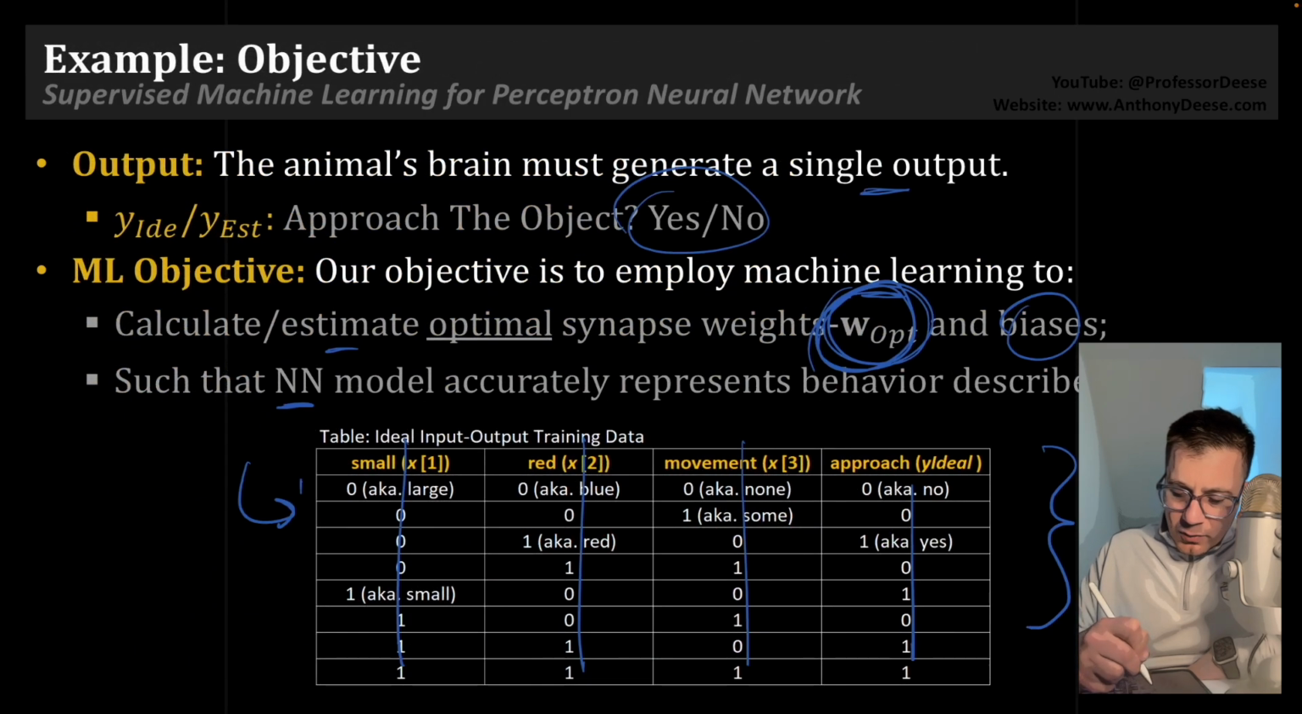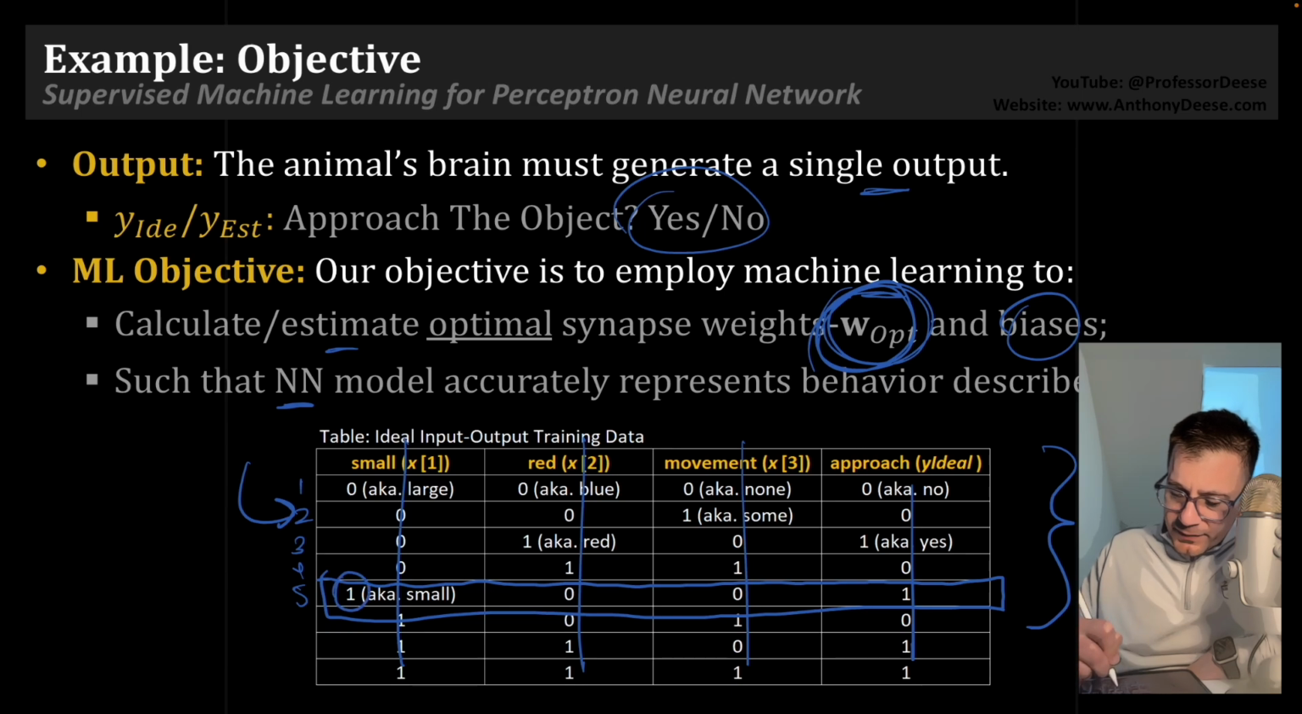All right, so we count: 1, 2, 3, 4, 5. So we're dealing with this row right here. We expect to see 1, 0, 0, 1. Okay, so that matches. That's good.